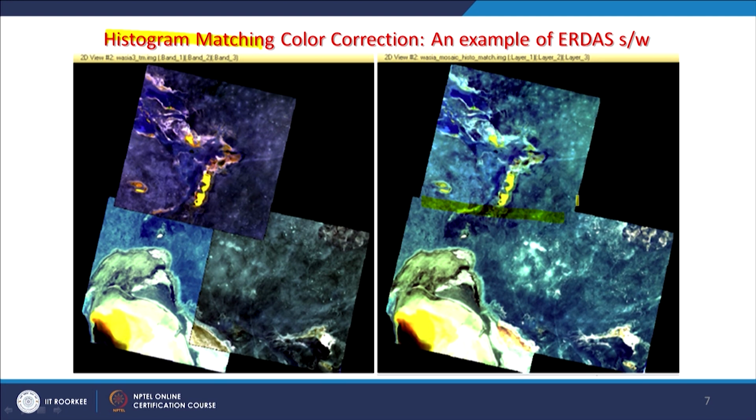Like here, you do not see any seam; the seam is completely gone. So, in that way this mosaic can be created. Here is the example of 3 scenes, but there may be even 30 scenes.